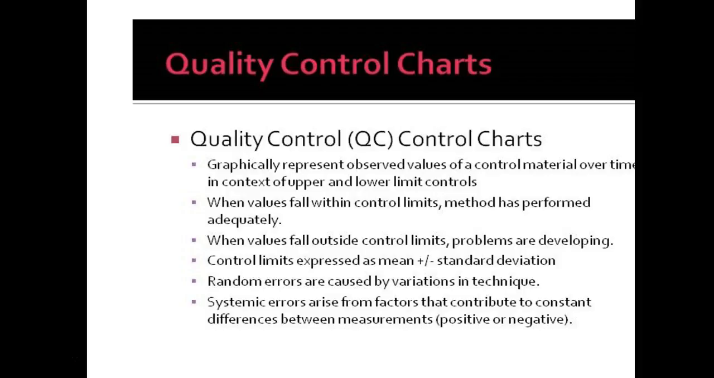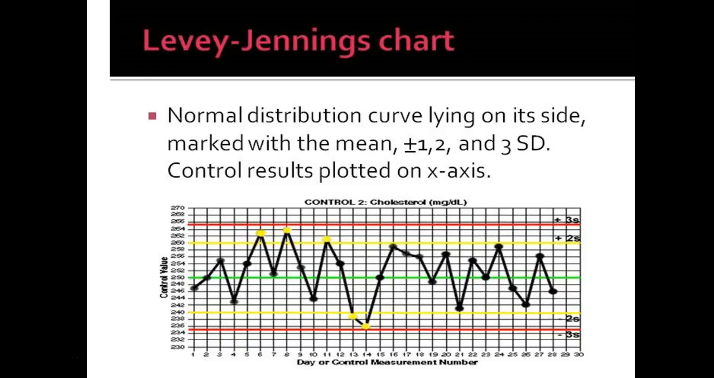We can see random errors caused by variations in techniques and systematic errors that arise from factors that contribute to constant differences. So, this is a Levey-Jennings chart. Working in a medical laboratory, you're going to see many of these. A normal distribution curve lying on its side is what this is.